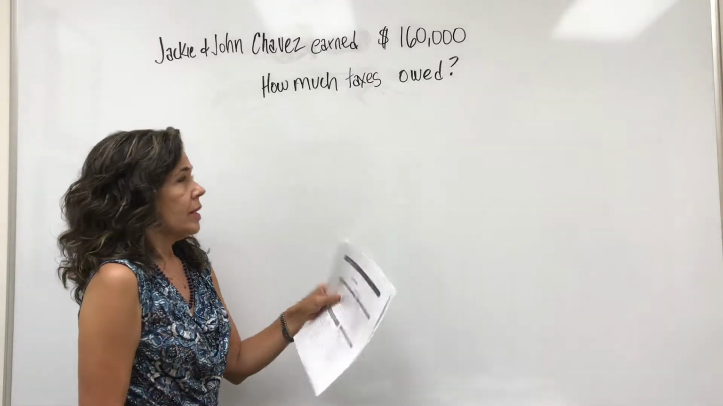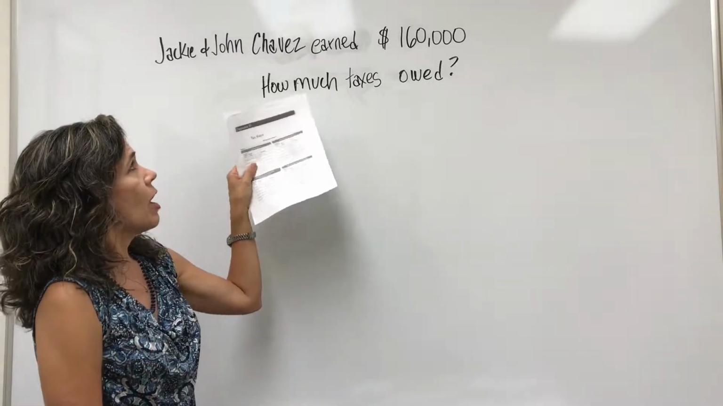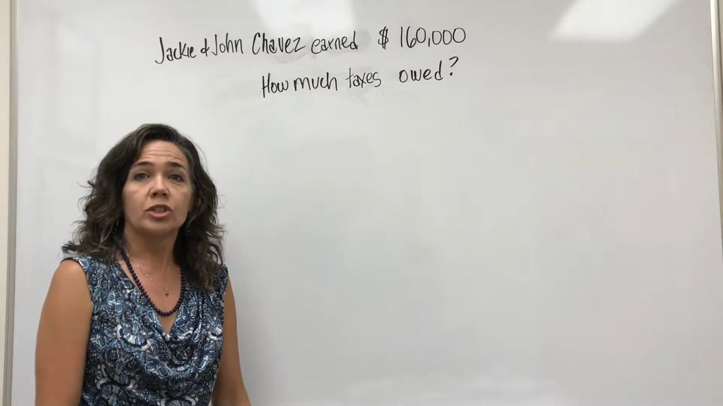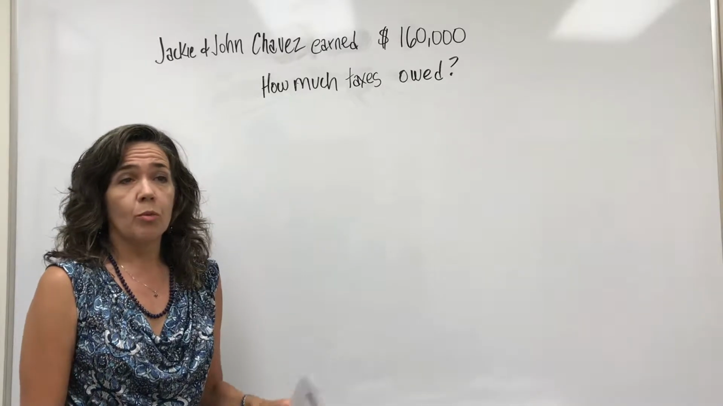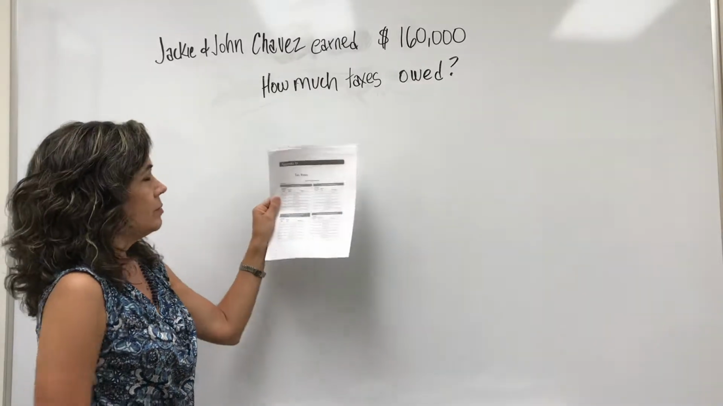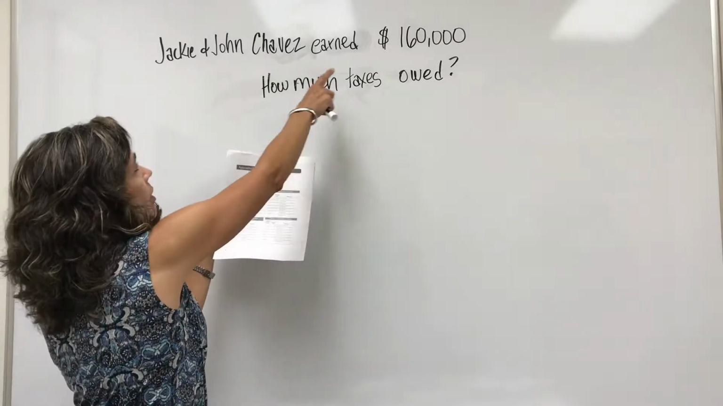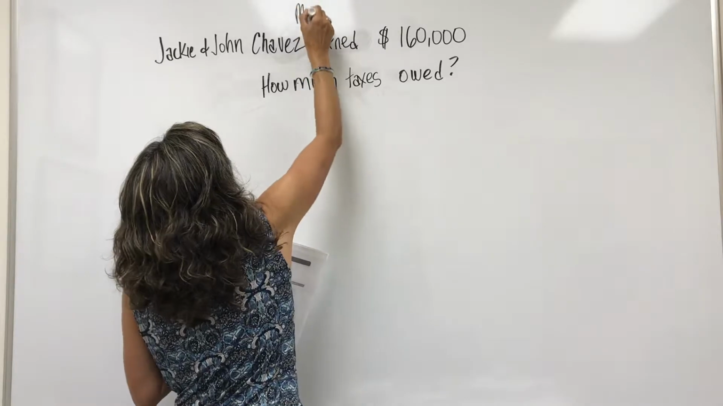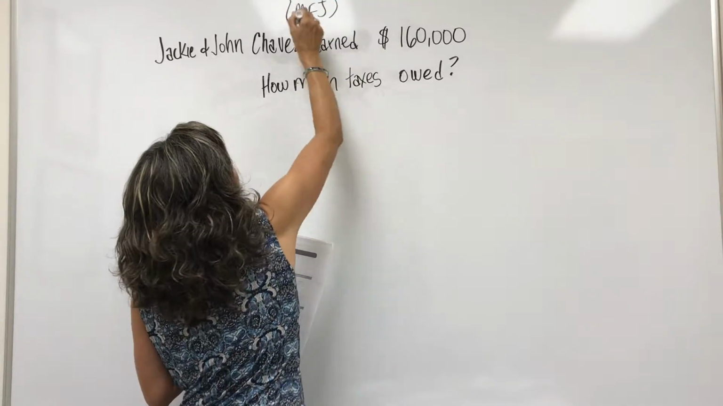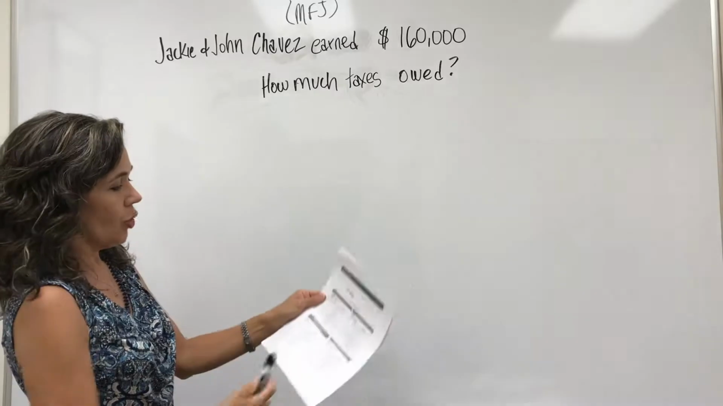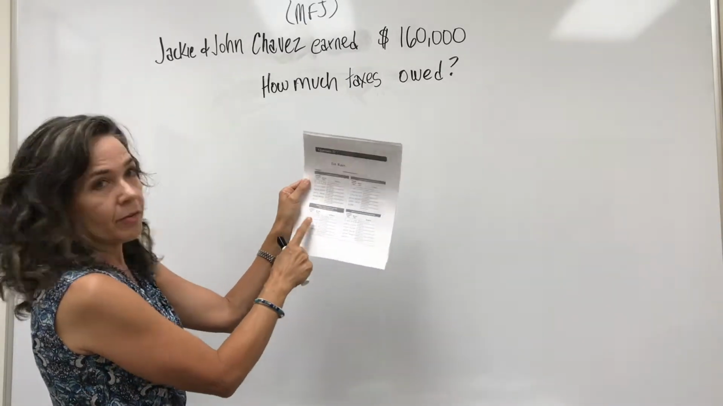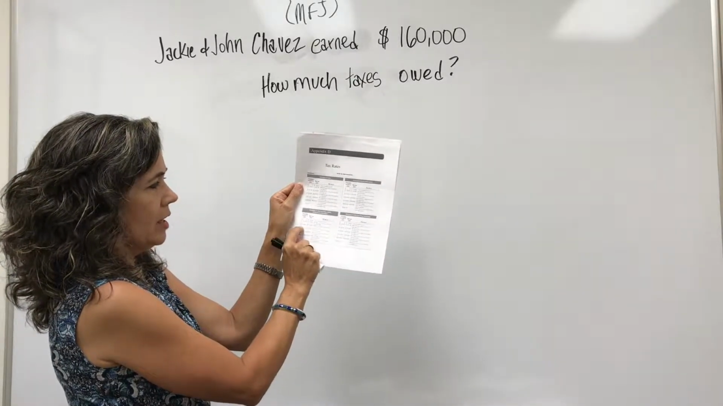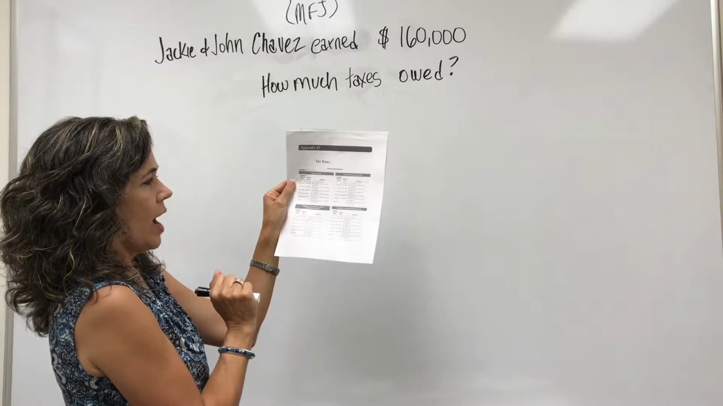Okay, so let's say we have Jackie and John Chavez. They're earning $160,000. How much taxes are owed? That's the kind of question you'll get on an exam and through the homework assignments. First off, I need to tell you their status. These are going to be married filing joint, or I would tell you married filing separate. Married filing joint, so make sure you are in the married filing joint section. For $160,000, you look at which line contains 160,000 to figure out the tax.